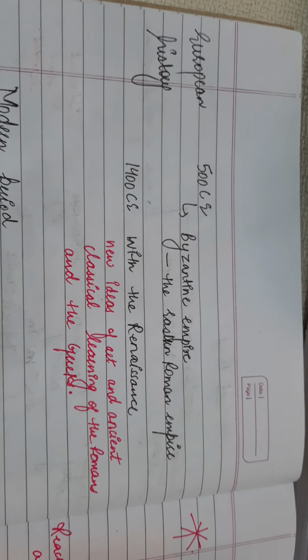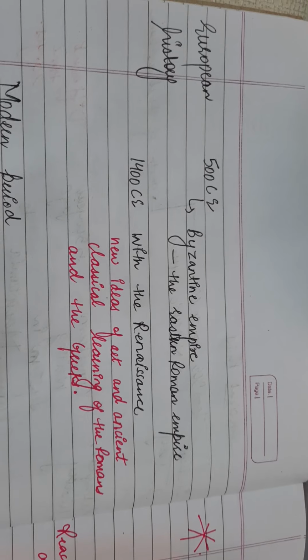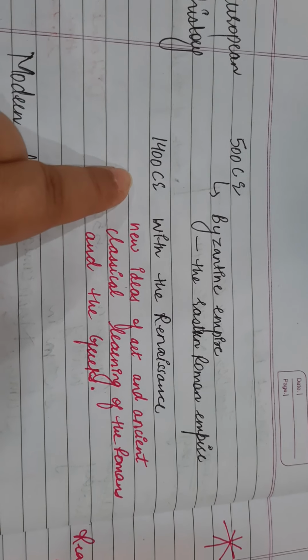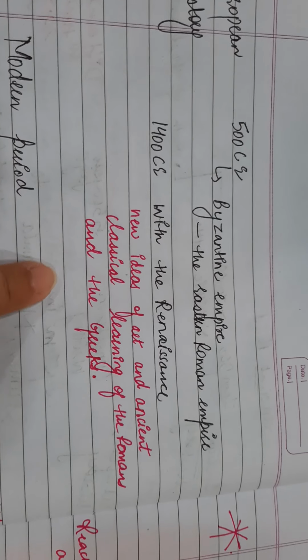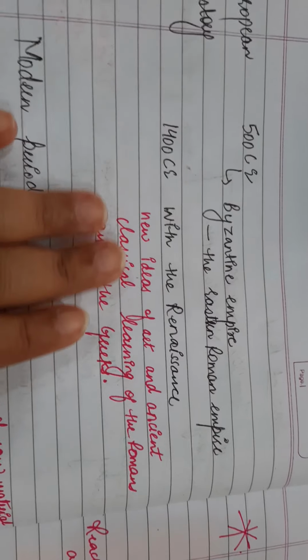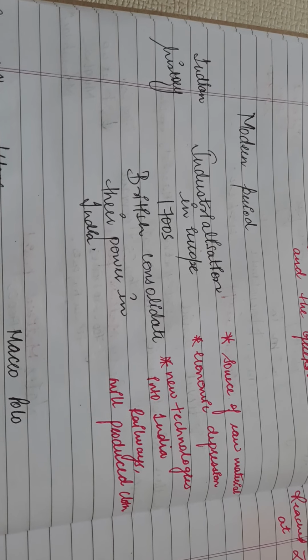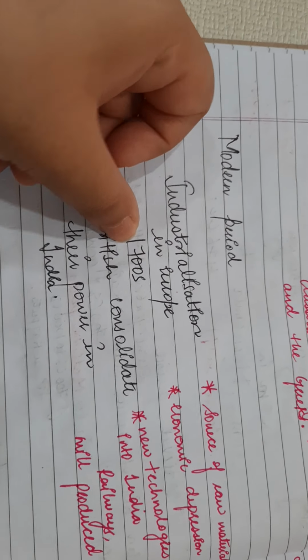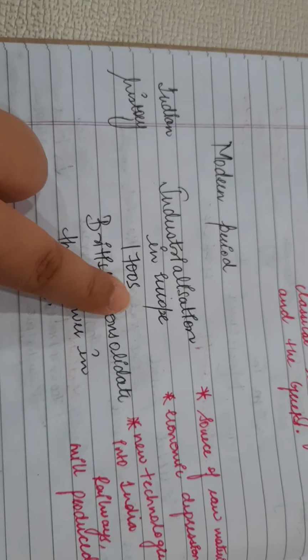By the time in European history, 500 CE, Byzantine Empire in Eastern Roman started. Then with 1400 CE, with the Renaissance, new ideas of art and classical learning of Romans and Greeks swept through Europe. And the modern period started with industrialization in Europe. See, this is the important link.